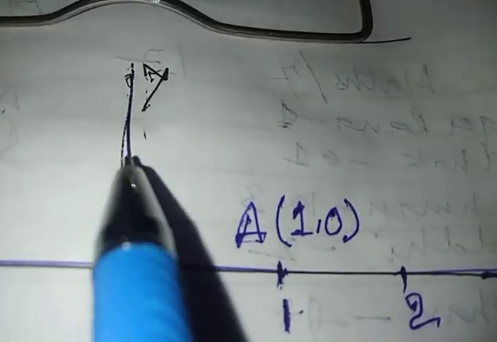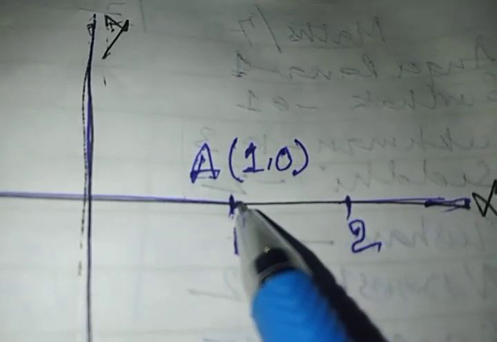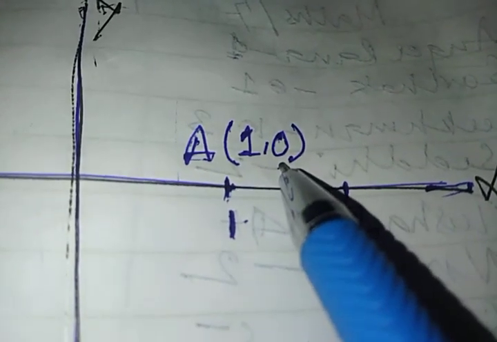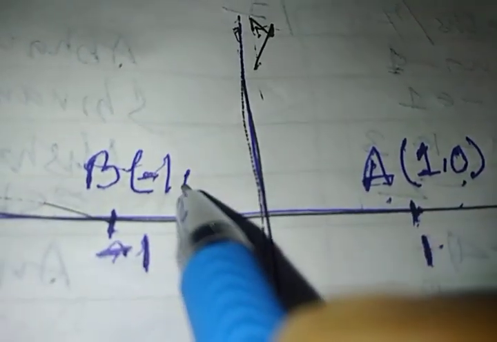Actually, on the x-axis we don't have y. The y is parallel to the y-axis, so at this point y is absent and the y-coordinate will be 0, and the x-coordinate is already 1. Similarly, all along anywhere you move, suppose we come here, this is point B, this is -1, so this will be (-1, 0). So that is the coordinate of B.